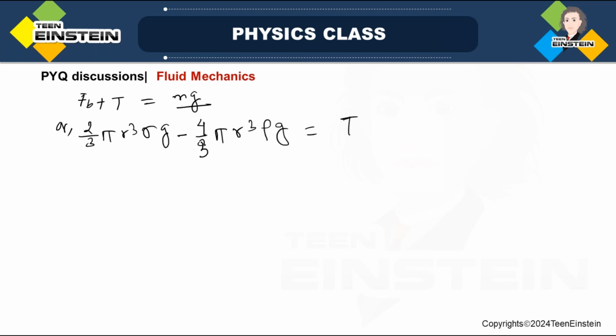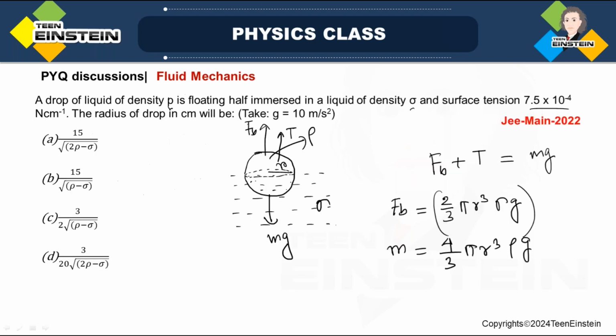Now I have to find out what this R is. So let us take this R cube common. Okay, R cube common, and then what we get? We get 2 by 3 pi minus 4 by 3 pi. Okay, and g will be common, and on the right hand side it is 7.5 into 10 to the power minus 4.